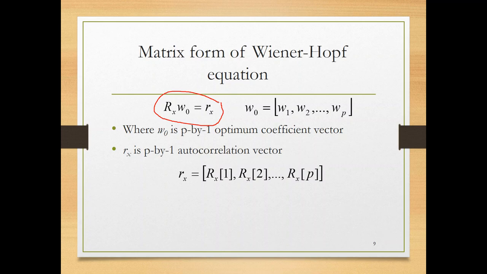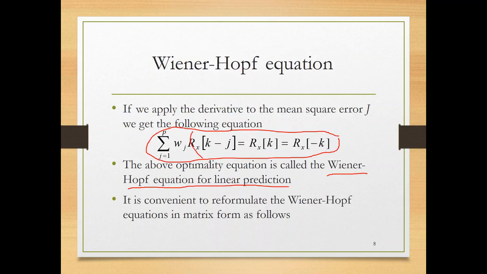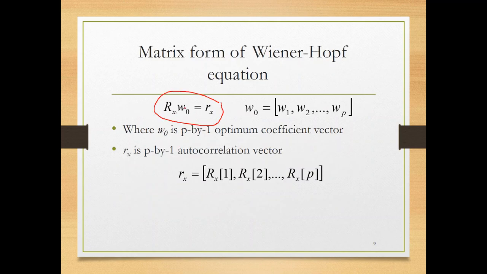Rx multiplied by W0 is equal to small rx, where Rx represents this term but in linear algebraic form. Rx is a vector, W0 is a vector, and capital Rx is a matrix. Now you return back to linear algebra, and you need to be able to find the determinant of a matrix, the inverse of a matrix, and all these things that you learned in linear algebra. All the math you have learned there, you would need here. You understand me?